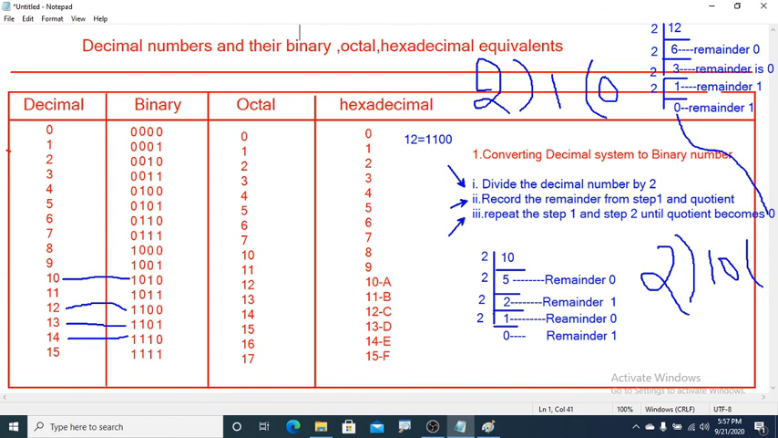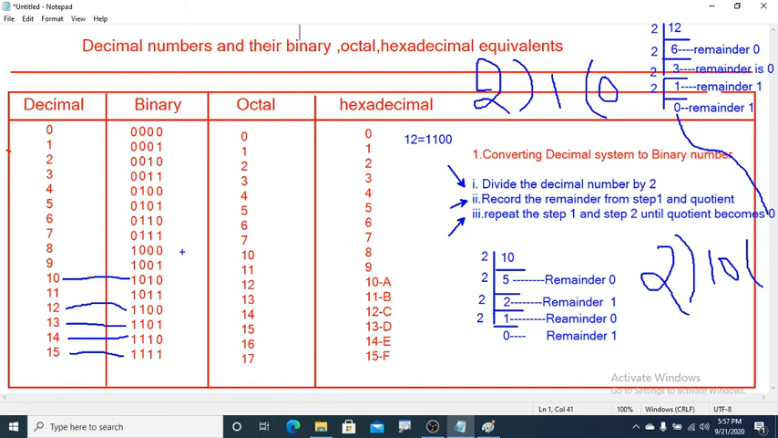Correct binary equivalents. So I am requesting all of you, please practice these conversions at home. Come back to the next class. Next, in further sessions, we will discuss how we convert from decimal to octal and decimal to hexadecimal.